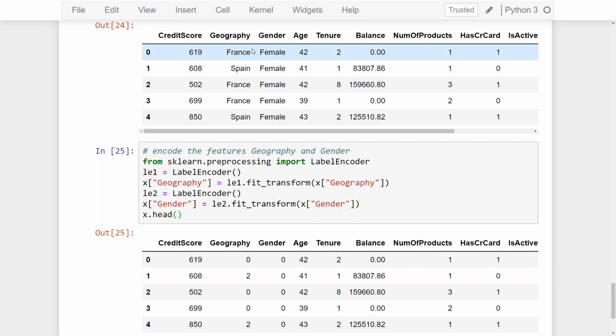And in the geography, France got converted to 0, Spain got converted to 2, and Germany would have got converted to 1. So the values are assigned based on alphabetical order: France 0, Germany 1, and Spain 2. Similarly, female 0 and male 1. Based on alphabetical order, numeric values are assigned, and that's how the encoding is done. So we made our data mathematically convert into numeric format.